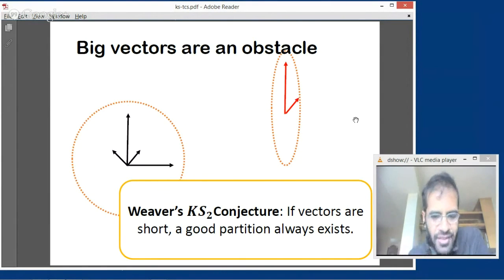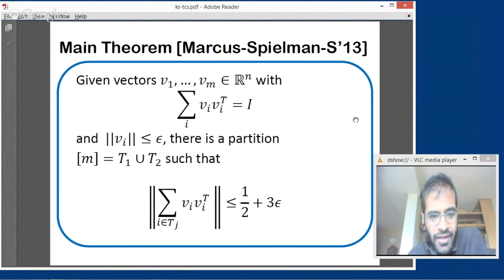Yeah, sure. But Weaver's conjecture is that if all the vectors are short, then this balanced partition always exists. And this is the theorem that we prove. So we prove that given m vectors in R^n, which are a decomposition of the identity, and the norms are bounded by epsilon, think of epsilon as a constant, like 1/10 or something, then there is a partition of the vectors into 2 subsets, T1 and T2, with the property that if you look at each subset, the sum of the outer products of the vectors in that subset has norm bounded by half plus 3 epsilon.